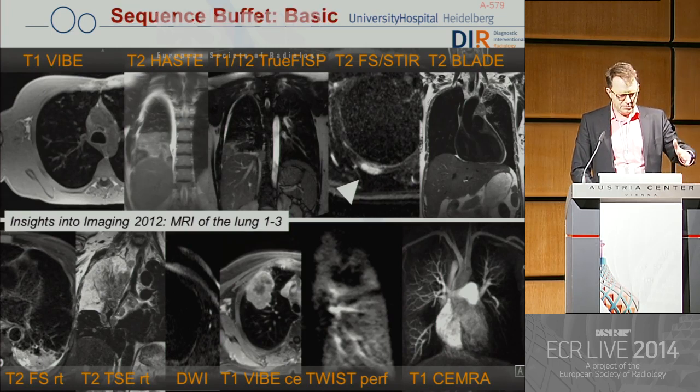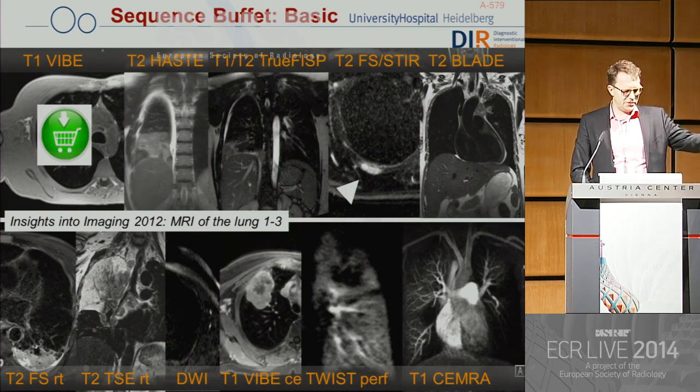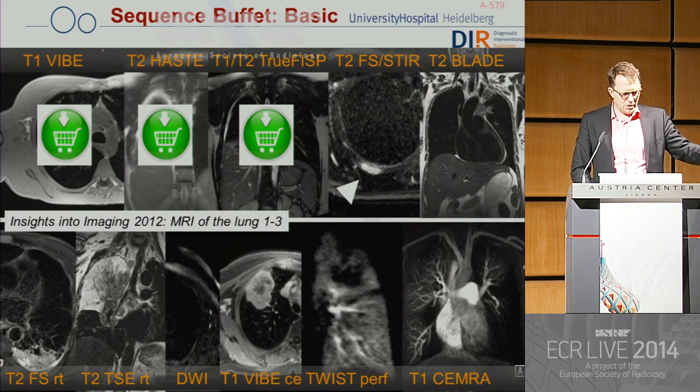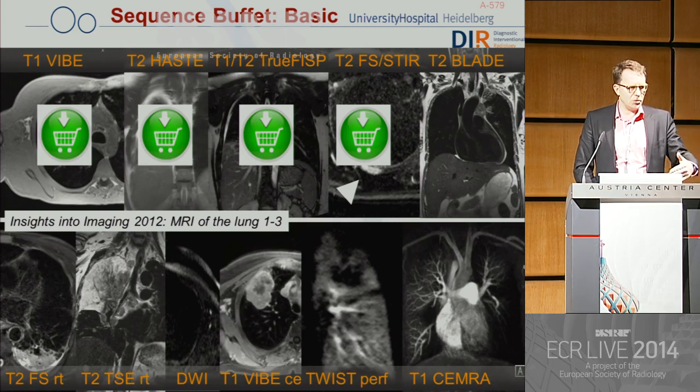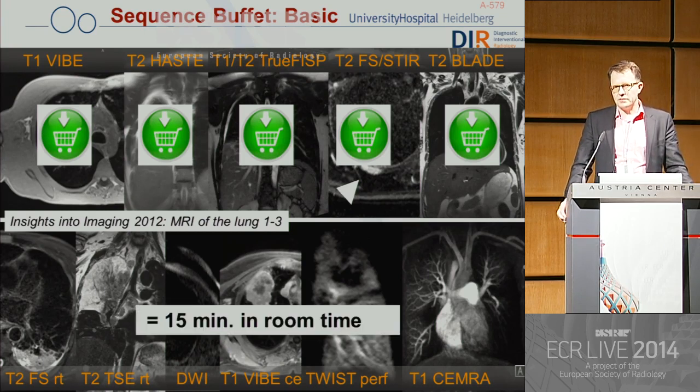Well, what do we need? For example, the basic buffet will just be non-enhanced T1, non-enhanced T2, with a half Fourier, then a true FISP, which we can acquire during dynamic breathing, non-suspended breathing, to look for abnormalities over the breathing cycle, as well as a fat-suppressed sequence to look for edema, fluid, and infection. This can be completed by a BLADE, which will reduce our motion artifacts. And you can actually do this in 15 minutes. So it is practical. You can really do this in routine.